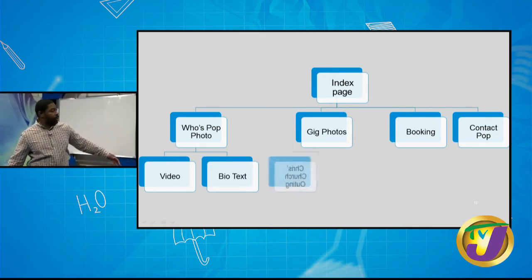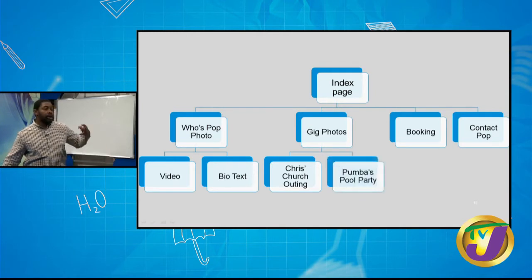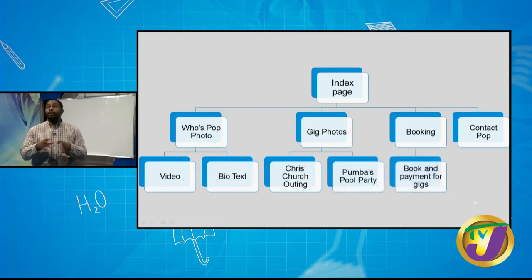Going on, I might show you only 2 gigs or 2 events that I went to and took pictures. So in this case, I have 2 of them, all right? So I'm just creating a chart to give me an idea or a map as to how my site should flow and where I'll go on my sites, all right?